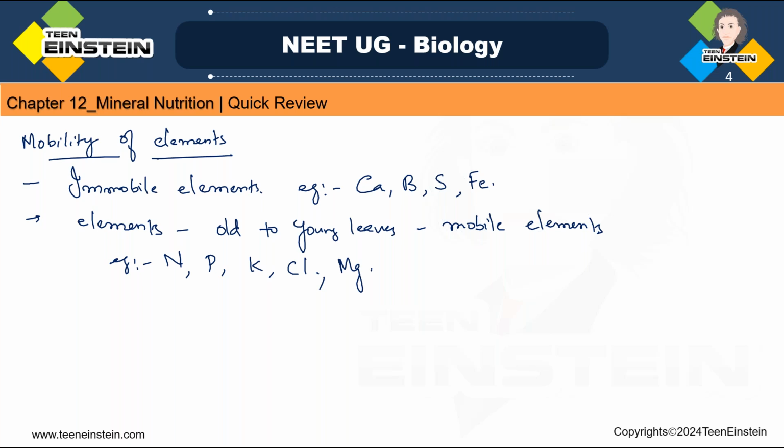Then the deficiency symptoms of these immobile elements: we said they cannot move freely in plants, right? So the deficiency symptoms of immobile elements first appear in the young leaves. We said immobile elements, their deficiency we can see first in young leaves. And for mobile elements, the deficiency will appear in older leaves first. In older leaves we can see the deficiency first.